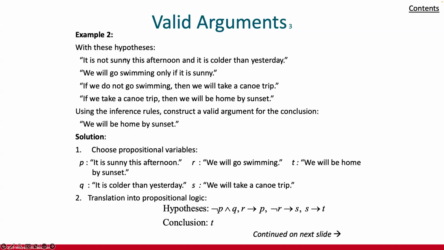Here's another one. With these hypotheses: it is not sunny this afternoon and it is cold. It is colder than yesterday. We will go swimming only if it is sunny. If we do not go swimming, then we will take a canoe trip. If we take a canoe trip, then we will be home by sunset. Using the inference rules, construct a valid argument for the conclusion, we will be home by sunset.